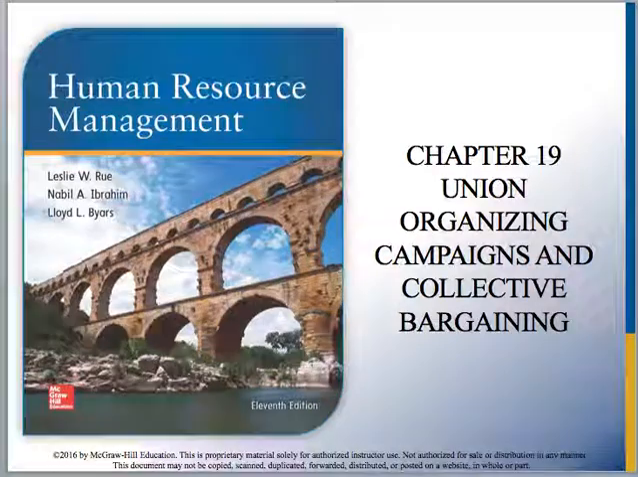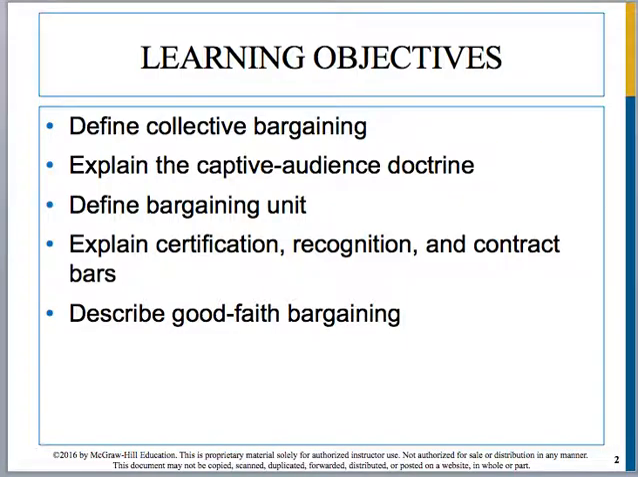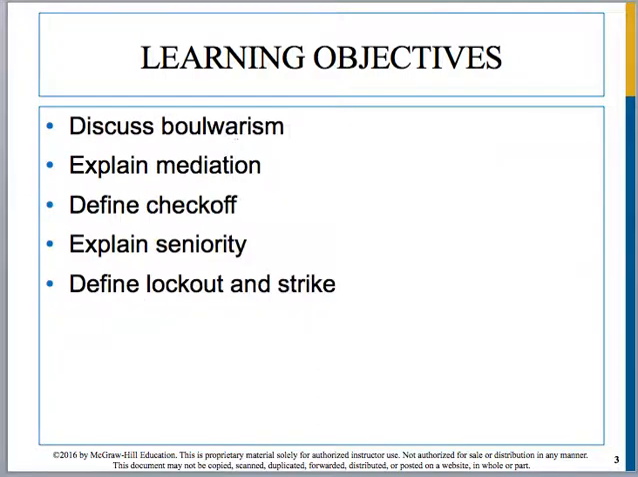By the end of the chapter, you should be able to define collective bargaining, explain the captive audience doctrine, define bargaining unit, certification, recognition, contract bars, good faith bargaining, Boulwarism, mediation, check-off, seniority, and lockout and strike.